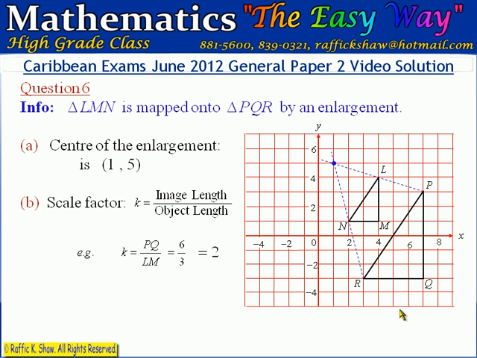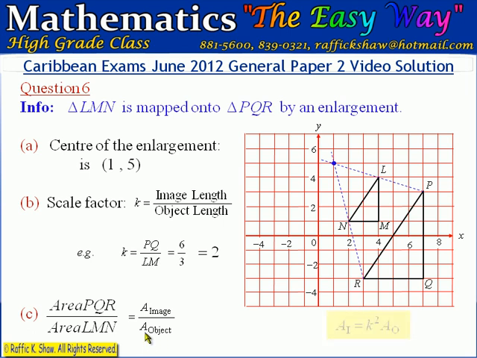But we could also observe that the scale factor is 2 because the image distances are twice the object distances, and so the scale factor is 2. Now part 3 is asking us for the area of triangle PQR divided by the area of triangle LMN, right? So that is actually the area of the image divided by the area of the object.